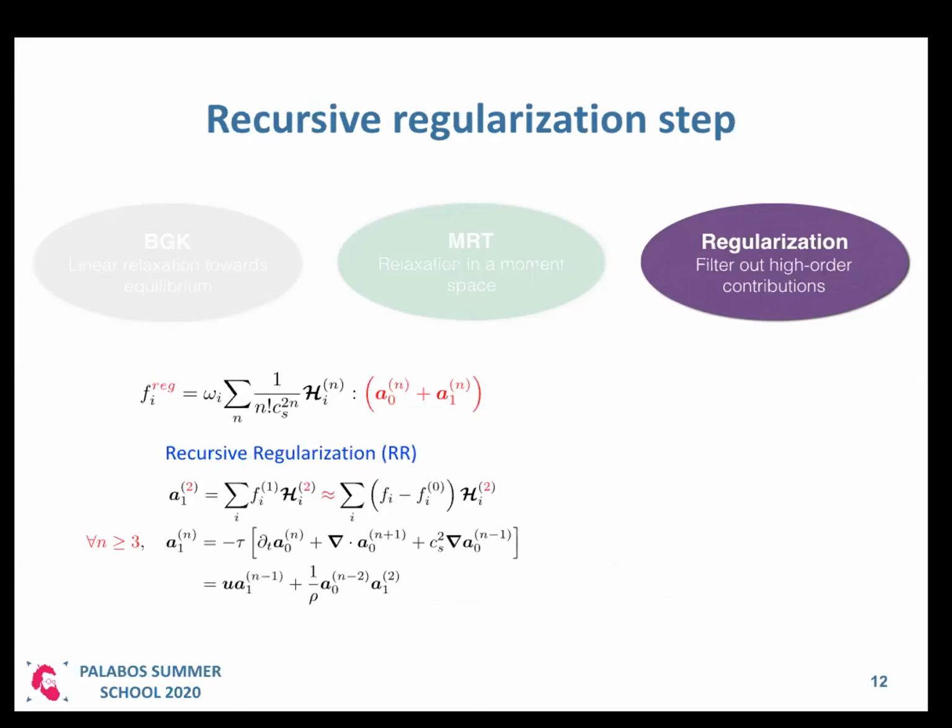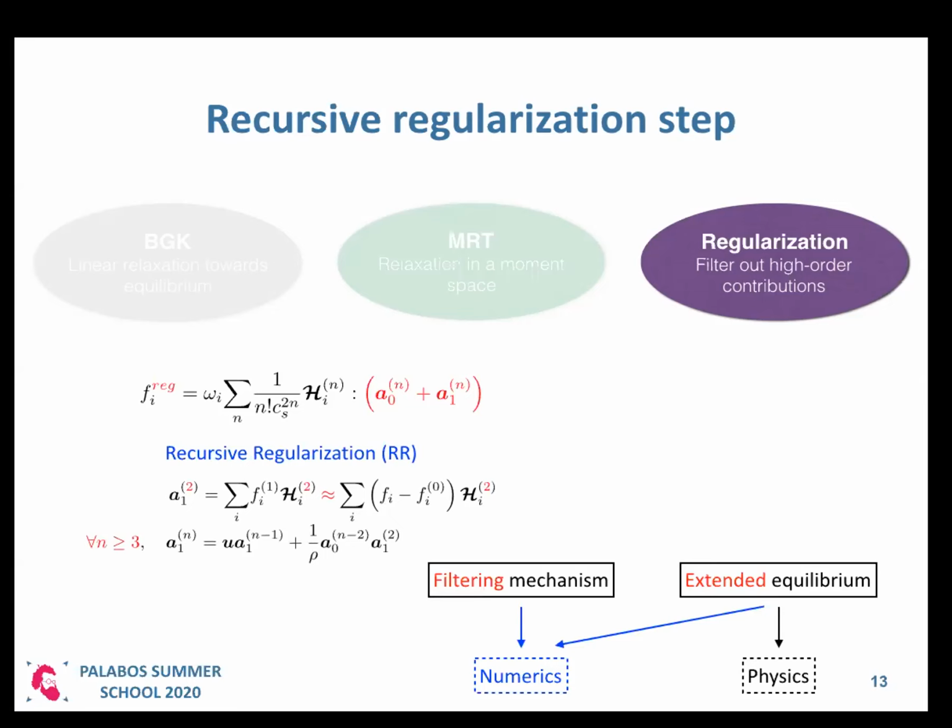The second type of regularization is called the recursive regularization step. What we do here is that, in addition to the projection of some Hermite coefficients, we compute the higher order ones using recursive formulas that are directly derived from the Chapman-Enskog expansion, so that we will be able to better control the filtering out of higher order contributions. These are also based on the extended equilibrium.